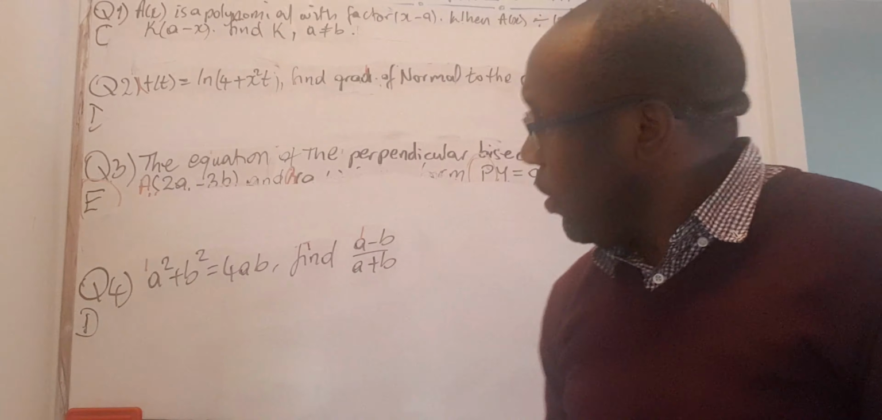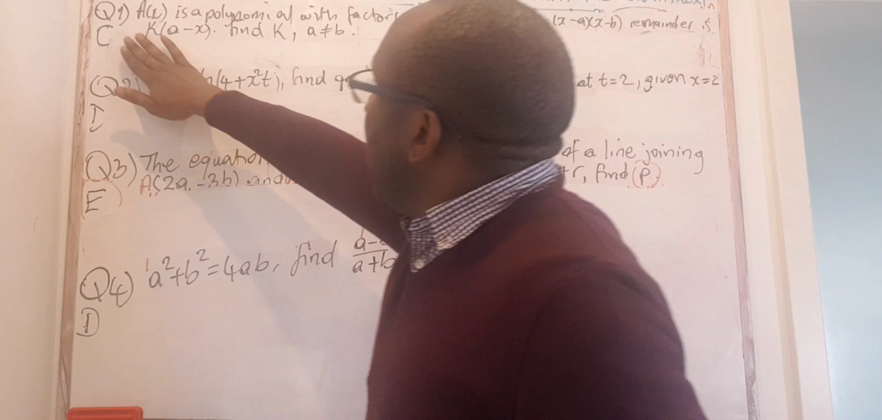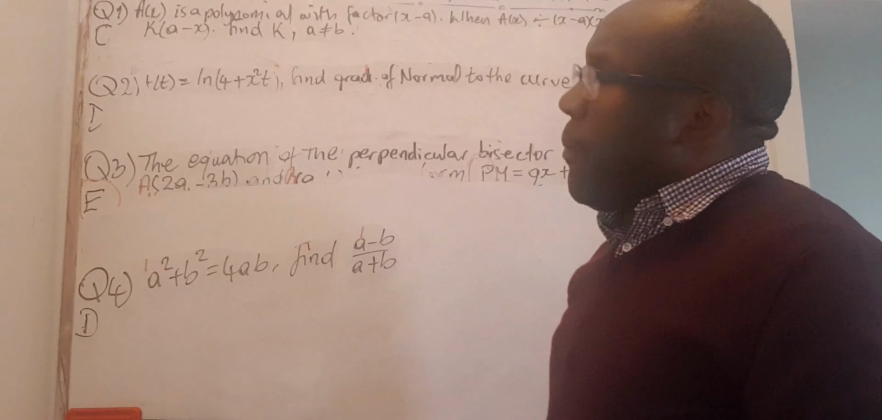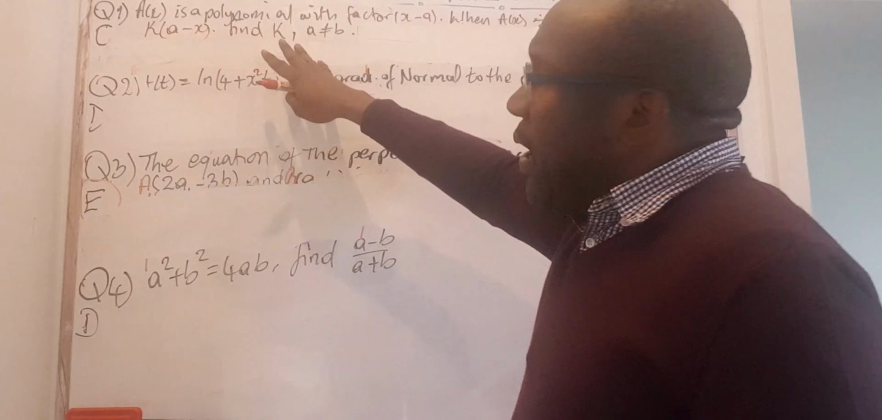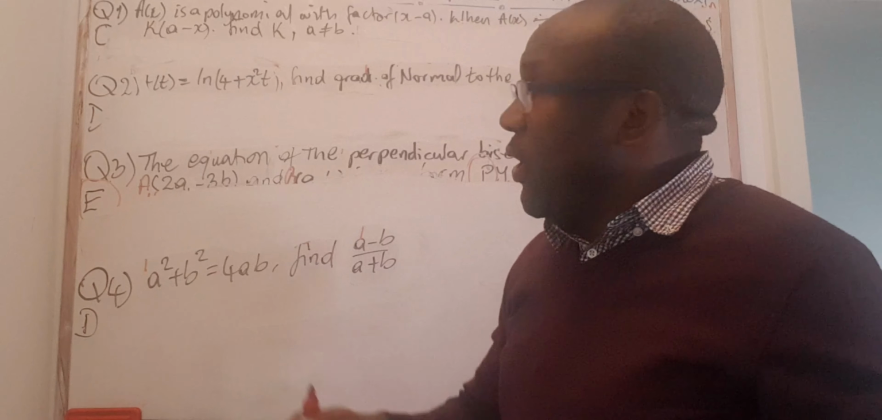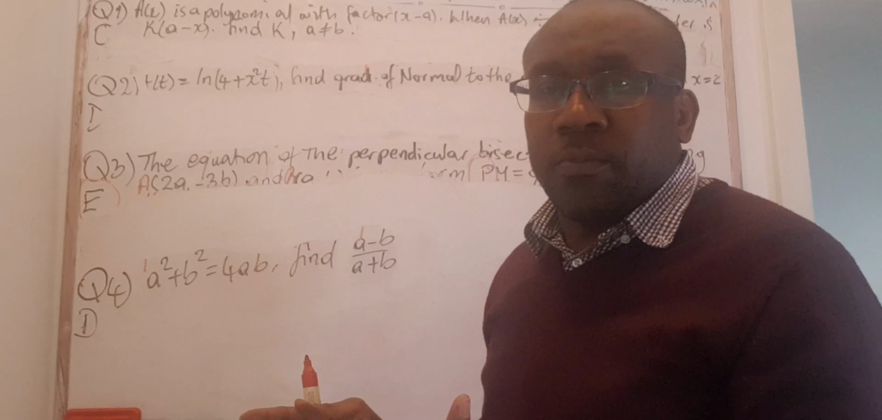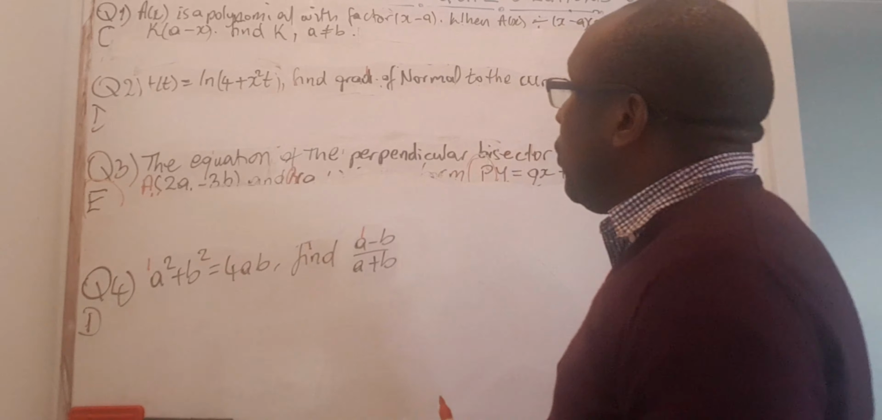Okay, for the questions of today, the first question was about the remainder theorem. So you were told A of x is a polynomial. Usually when I solve this, I copy only the most important data from the quiz, so I don't write the whole question, for time. So it's best if you watch the questions themselves before you follow this.